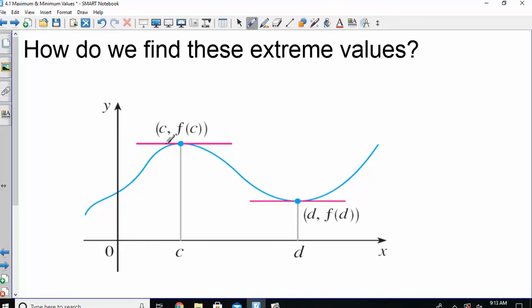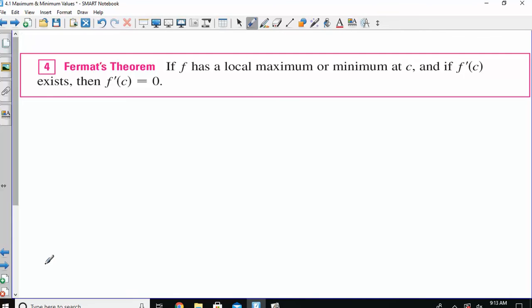But we can find it because we have those horizontal tangent lines. So if you have a local maximum or minimum, and if the derivative exists, then the derivative will equal 0. Very, very important. This is what we're going to be using on most of the problems that we do today.